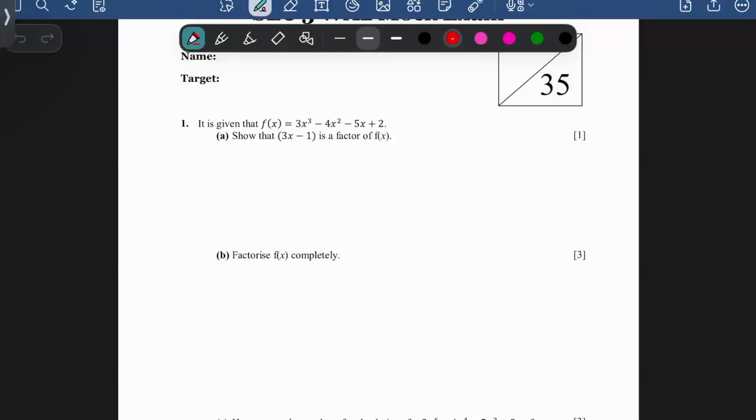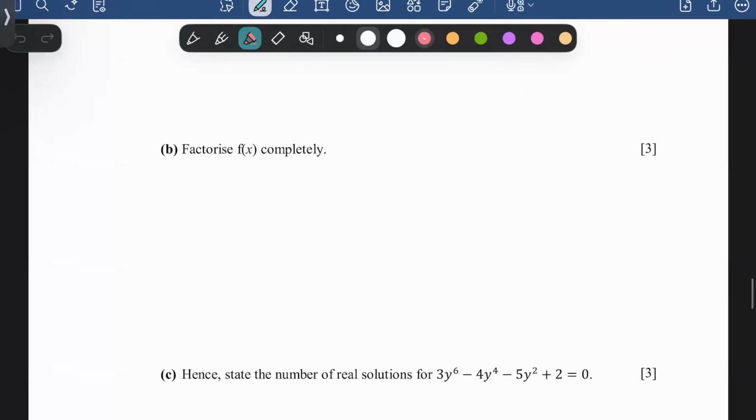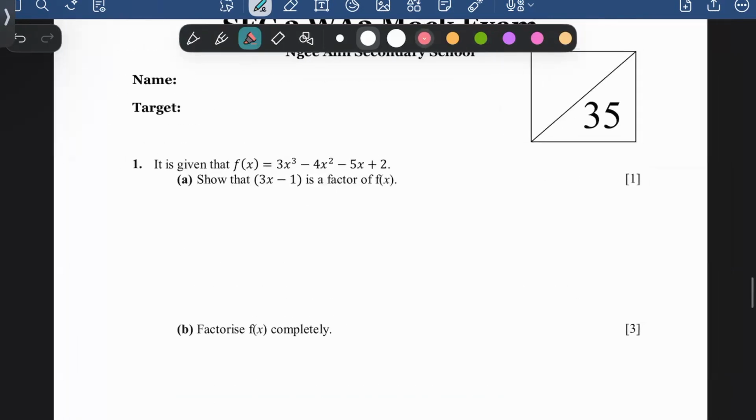Okay, let's look at the first question. Wait, okay, Neon paper question one. This is quite a typical polynomial question. Maybe if you ask me, the last part is a little bit more scary, so we'll spend a little bit of time on the last part, okay?